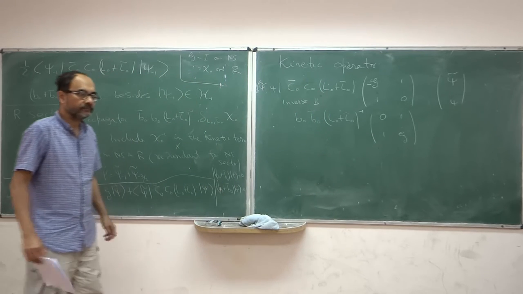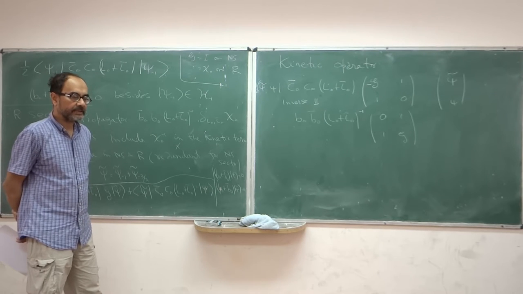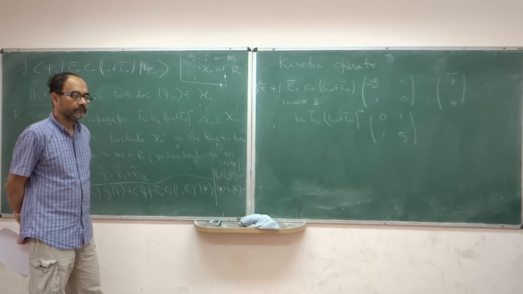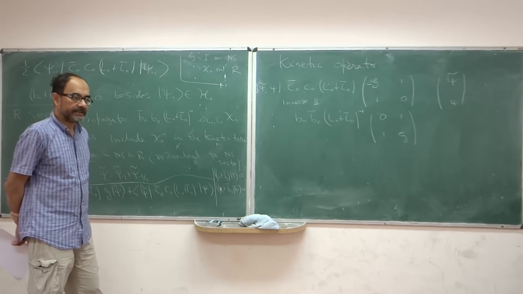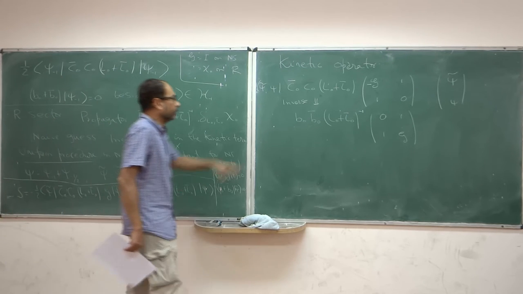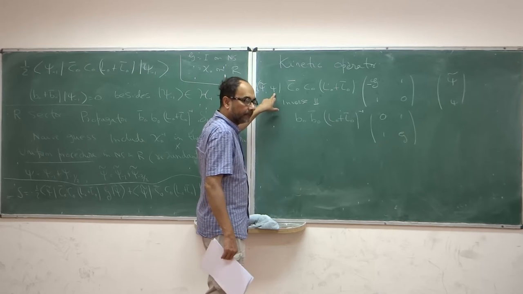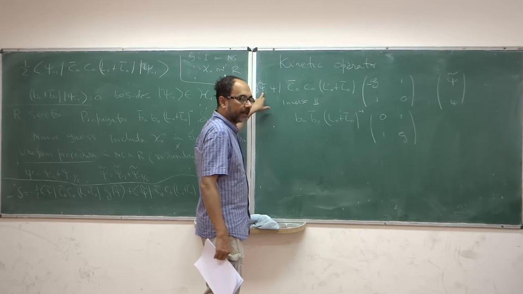The procedure will be the same, using the basis states, but the basis will now be for h minus 1 plus h minus half, and h minus 1 plus h minus 3 halves. So h minus 1 and h minus half will be for this one, and h minus 1 and h minus 3 halves will be for this one.